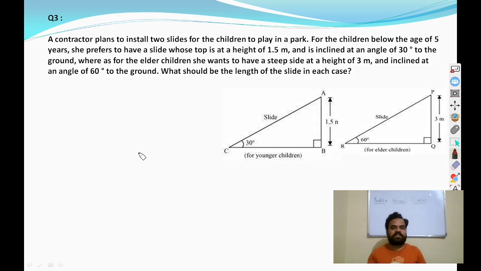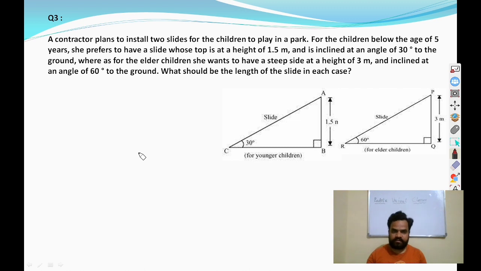A contractor plans to install 2 slides for the children to play in the park. For the children below the age of 5 years, she prefers to have a slide whose top is at a height of 1.5 meter and it is inclined at an angle of 30 degree to the ground. Whereas for the elder children she wants to have a steep slide at the height of 3 meter and inclined at an angle of 60 degree to the ground. What should be the length of slide in each case?